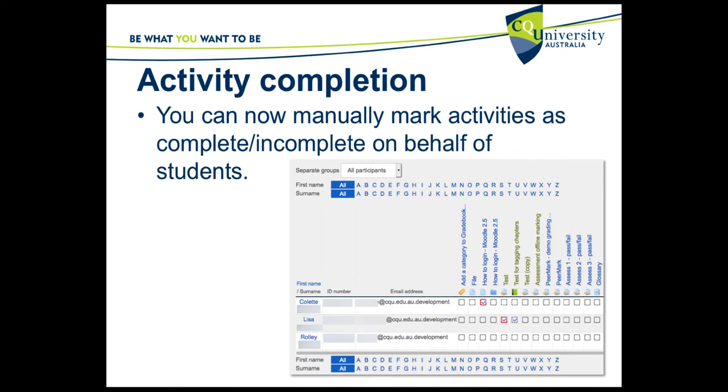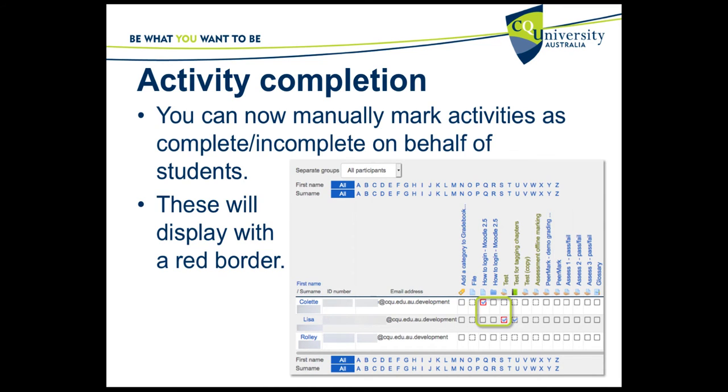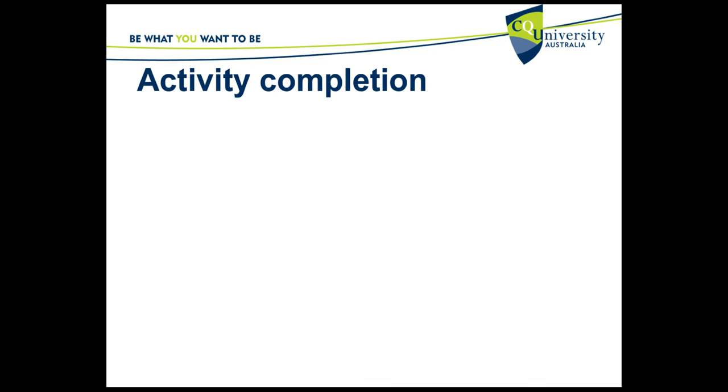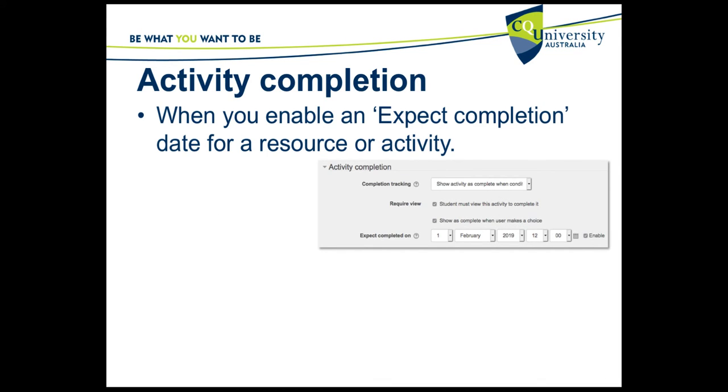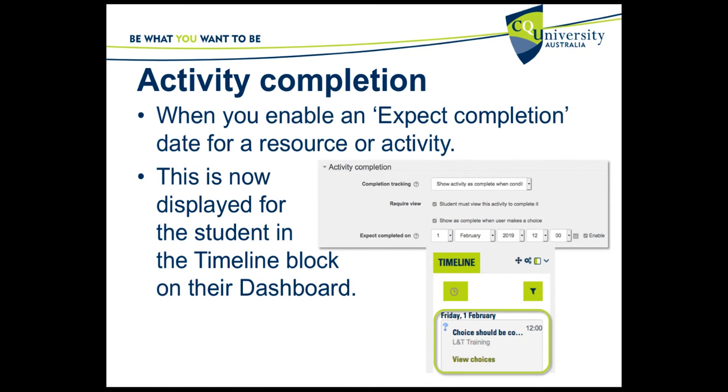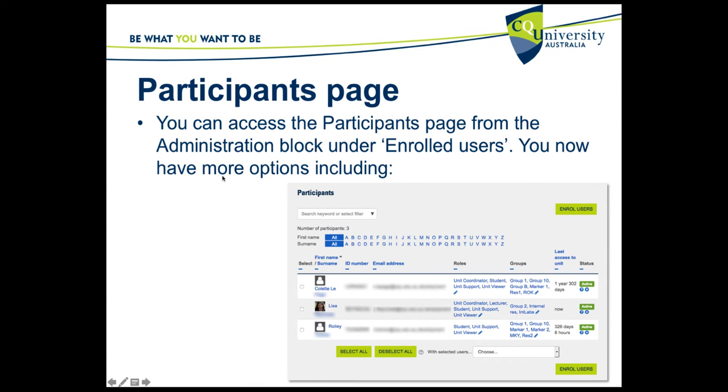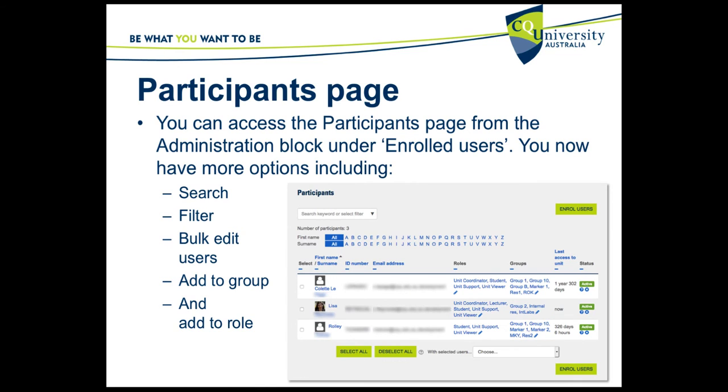You can now manually mark activities as complete or incomplete on behalf of students. These will display with a red border. When you enable an expected completion date for a resource or activity, this is now displayed for the student in the timeline block on their dashboard. You can now access the participants page from the administration block under enrolled users. You now have more options, including the ability to search, filter, bulk edit users, add to a group, and add to a role.